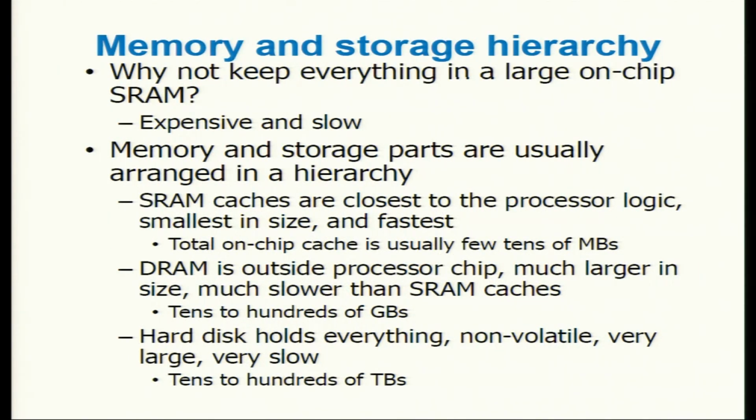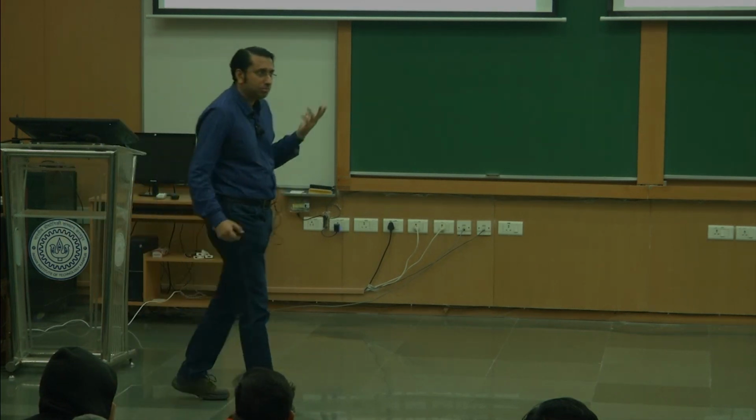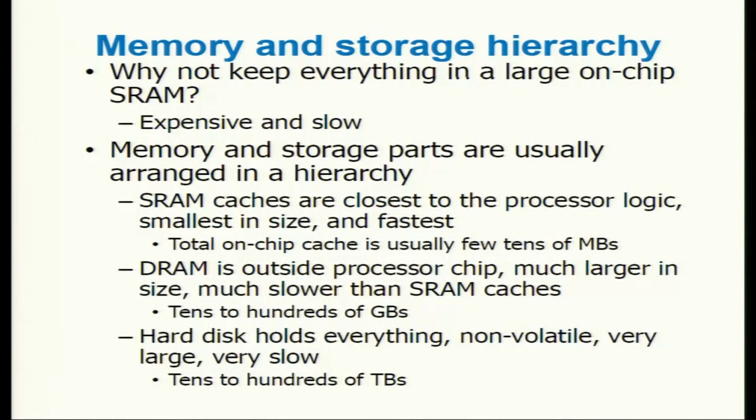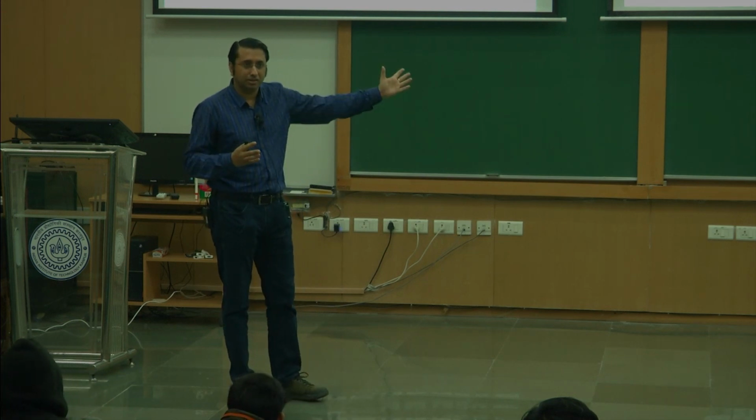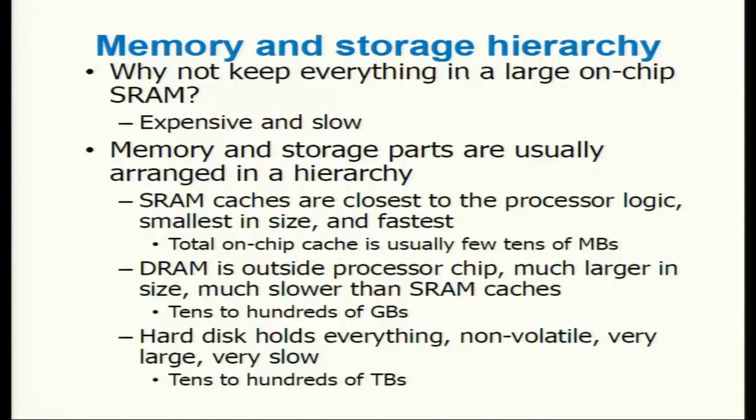Now the obvious question that needs to be answered before we can move on is, why not have everything in a large on-chip SRAM cache? Because that should be my dream. I don't want to talk to the slow DRAM ever. Well, yes, it's possible. Nothing is impossible, but the only problem is that, first of all, it's going to cost a lot. SRAM is expensive to build. It takes up area. And it gets slower and slower as it gets larger and larger. There are certain principles from electrical engineering that play here. So you can't keep everything in a large SRAM.